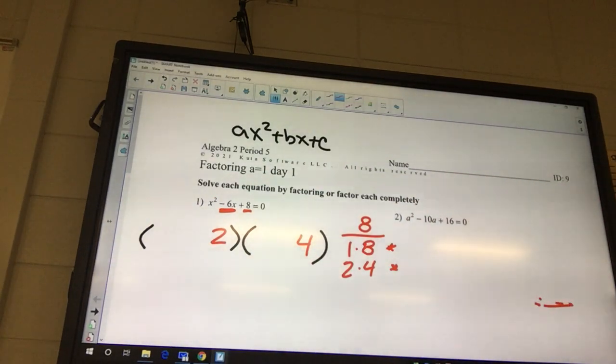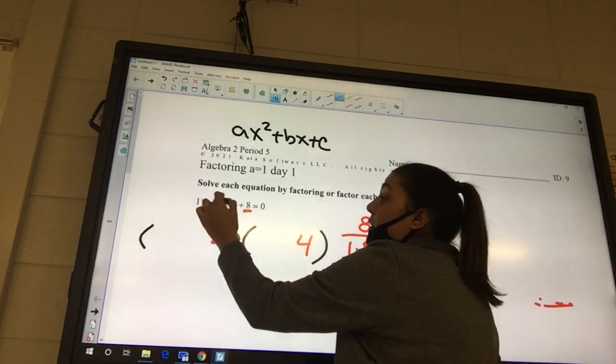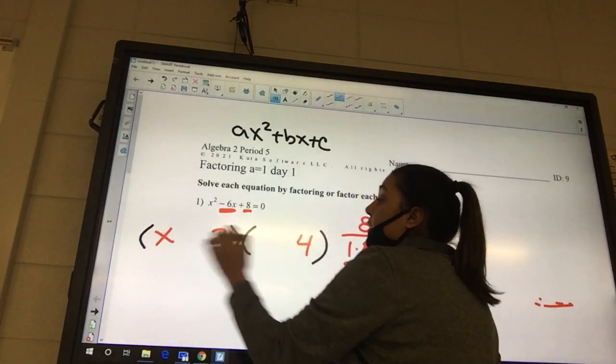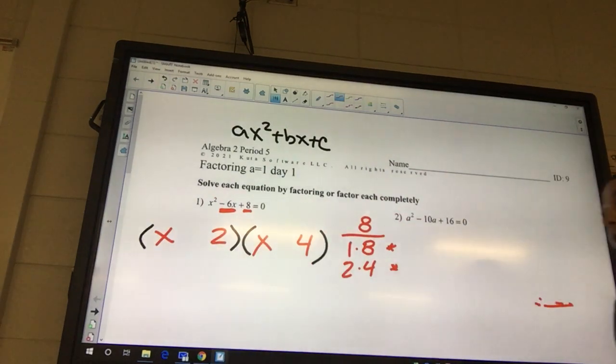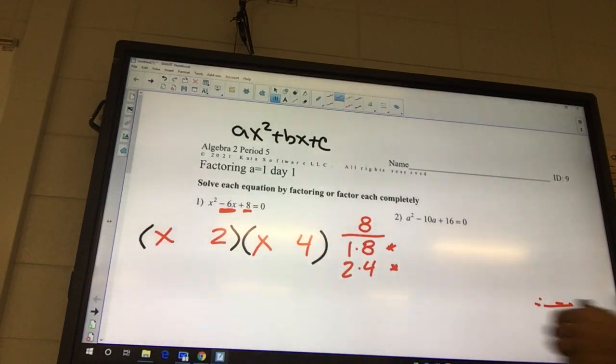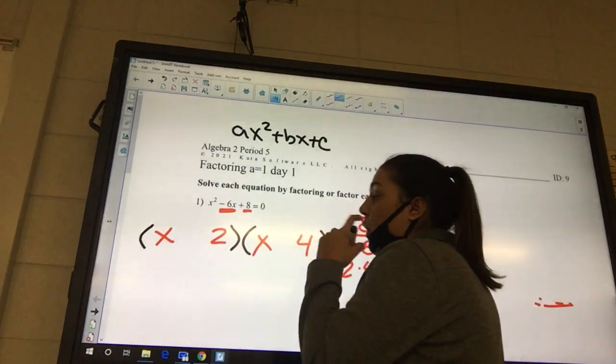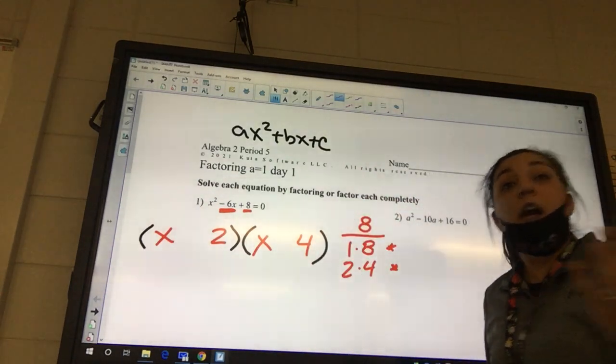Okay, how many x's do we have? 2. We have 2 x's, right? See how this says x squared? So you're going to put x and x. Okay, how can I get a -6? What type of 2 does that need to be? What type of 4 does that need to be? It needs to be a -2 and a positive 4. Okay, and so on all of these, you're going to have 4 options, okay?